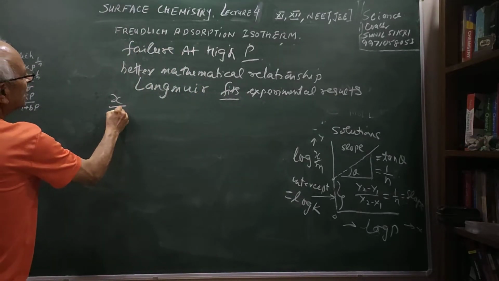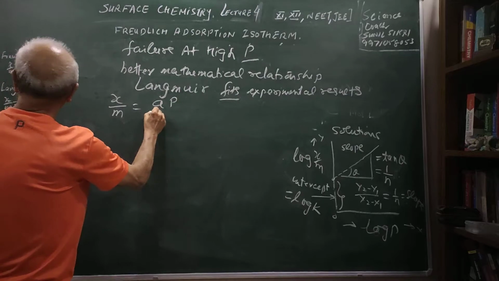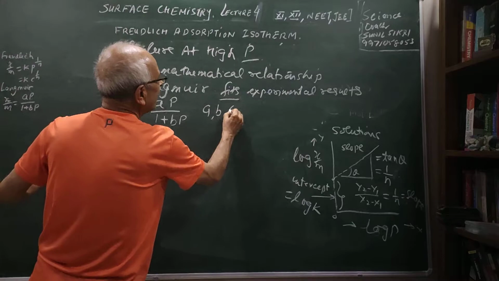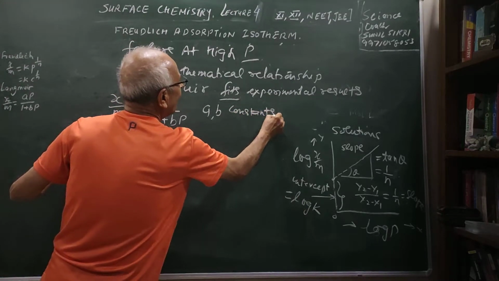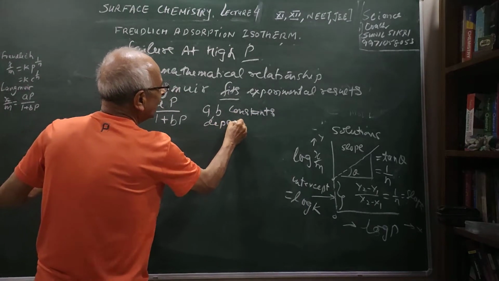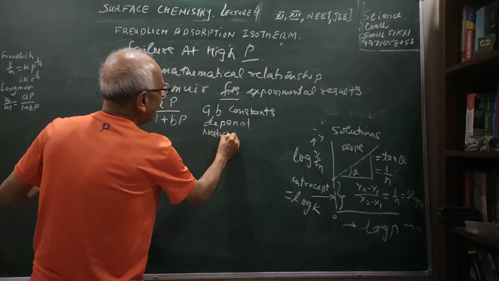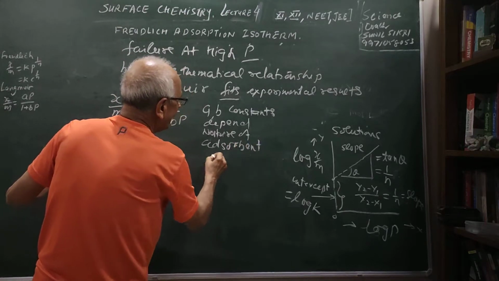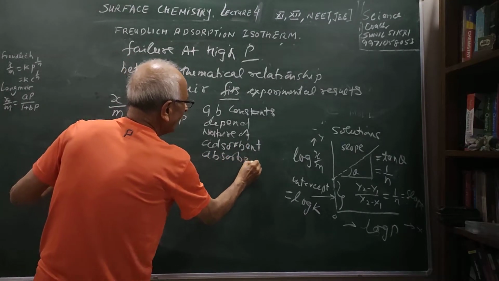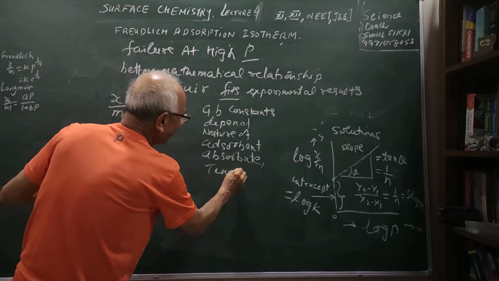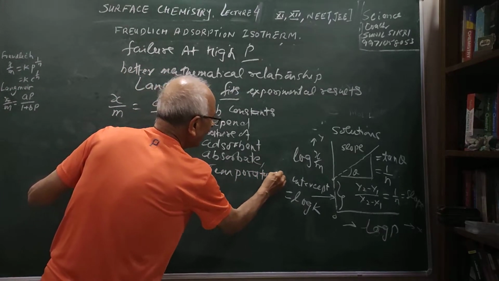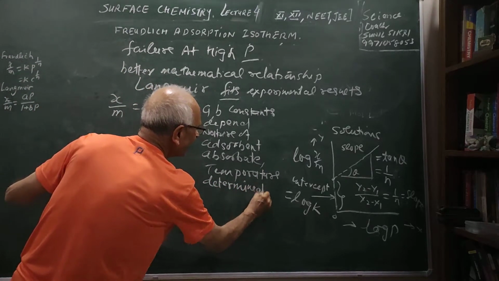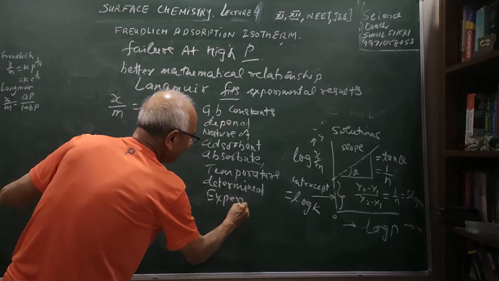Langmuir said that x by m can be represented by AP divided by 1 plus BP, where A and B are constants and they depend on the nature of the adsorbate and temperature, and they can be determined experimentally.